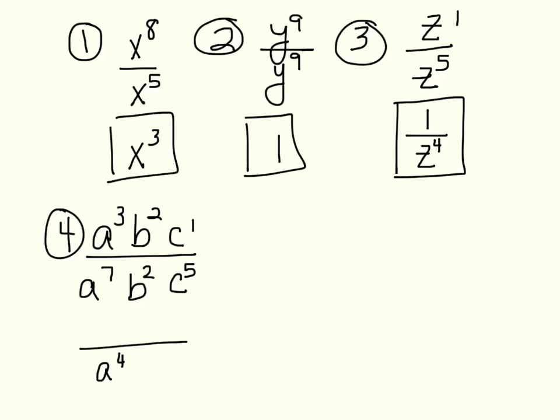Where are there more c's? On bottom. How many more are on bottom? 4. So you have 1 left on top. Your answer is 1 divided by a to the 4th times c to the 4th.